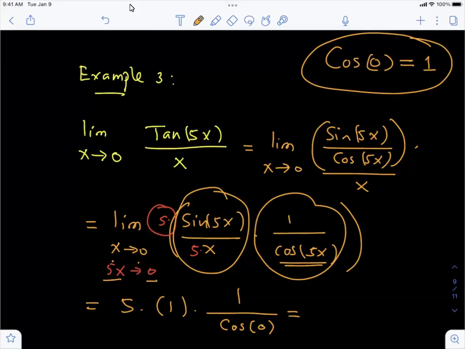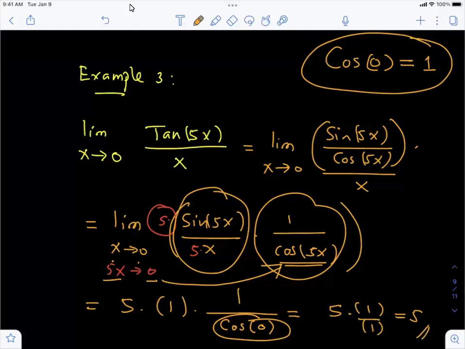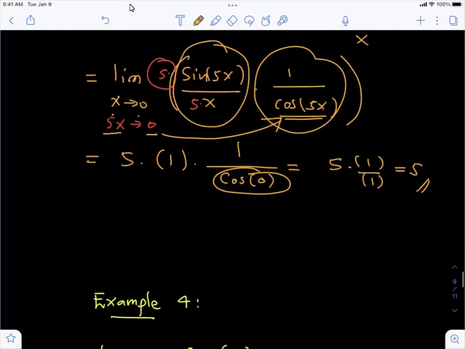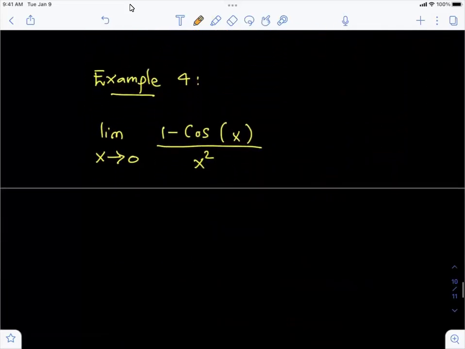So cosine 0, once you plug directly into this x equals 0, you're going to get cosine 0, which will result in 1 over 1. So it's going to be 5 times 1 divided by 1. The answer is going to be just 5. You see, it is that simple. So another domain of these examples, example number 4.